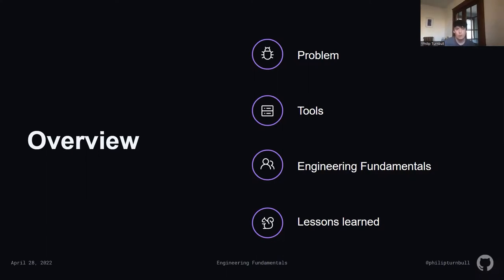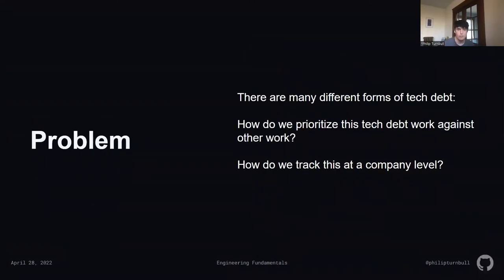Once we have some background about the tools, I'll talk a lot more in depth about what this fundamentals program is, how it works on a sort of monthly basis, and how it works on a day-to-day basis, and how it affects engineering teams. And finally, I'll talk about some lessons that we've learned over the past year or so using this to manage security tech debt.